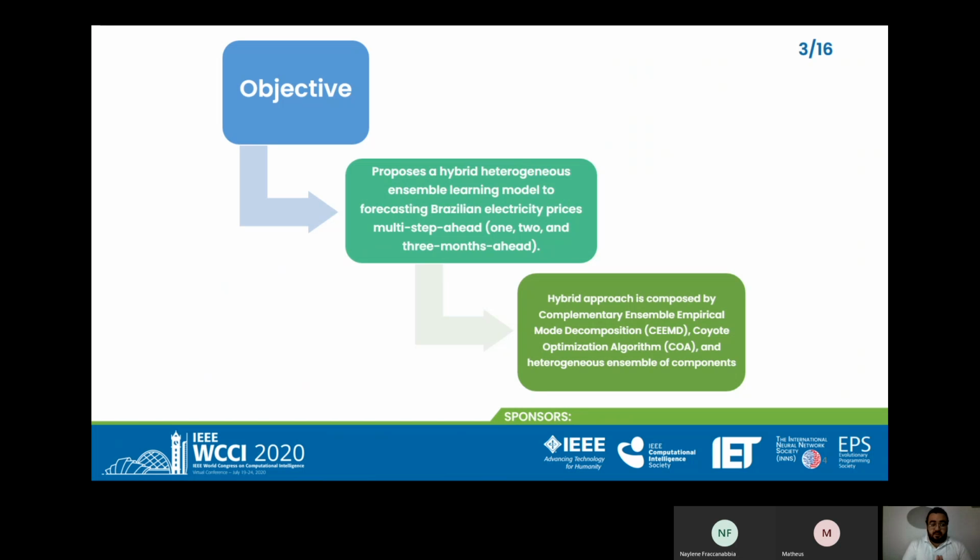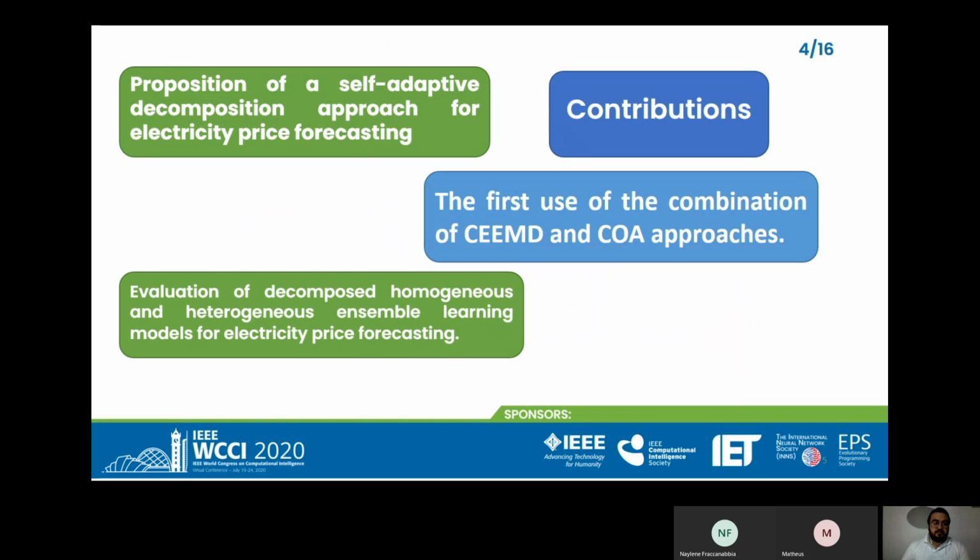So the objective of this paper is to propose a hybrid heterogeneous ensemble learning model to forecast Brazilian electricity prices multi-step ahead, which means 1, 2, and 3 months ahead. This hybrid approach is composed of complementary ensemble empirical mode decomposition, CEEMD, coyote optimization algorithm, COA, and a heterogeneous ensemble of the components.